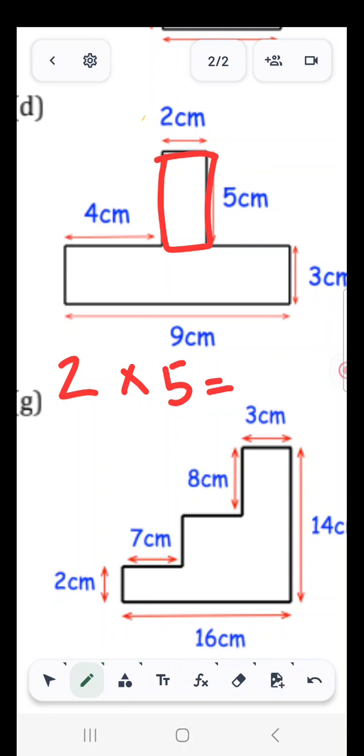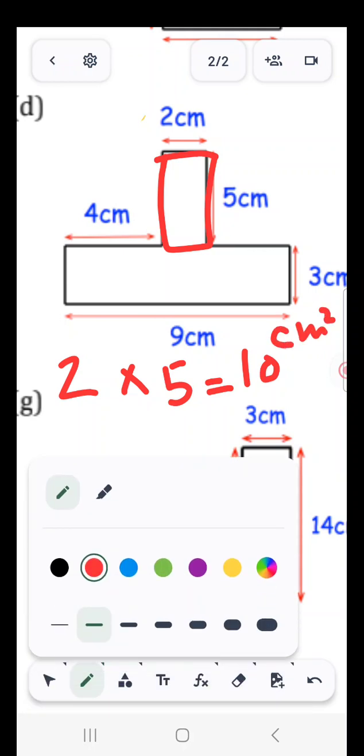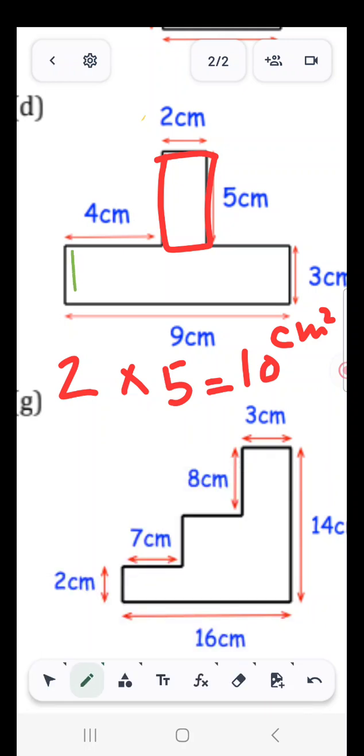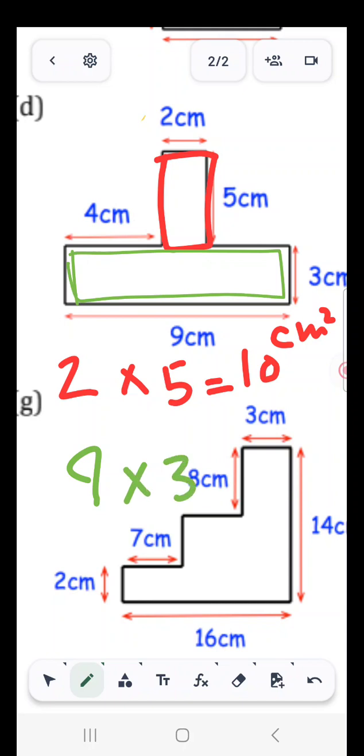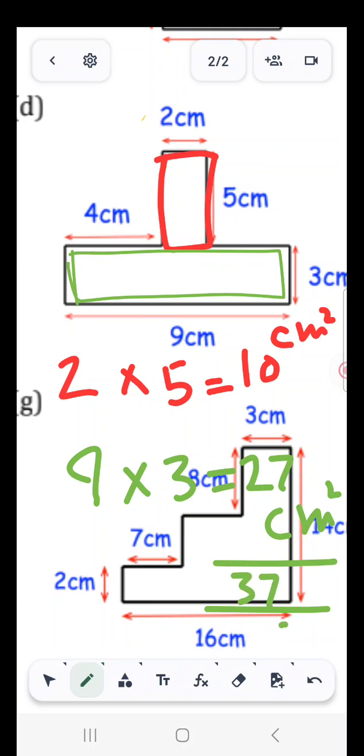If you multiply them, because area means length times width, which makes 5 times 2, 10 centimeters square. And while you deal with the bottom one, it's clearly visible that the length is 9 and the width is 3. So it makes 9 times 3, which makes 27 centimeters square. If you add them up, it will make 37 centimeters square. So the answer of the whole shape is 37 centimeters square.